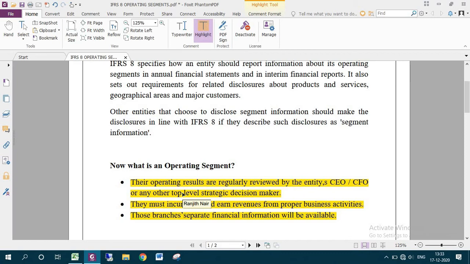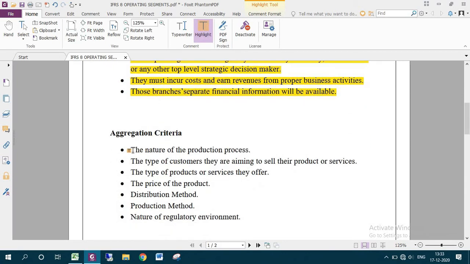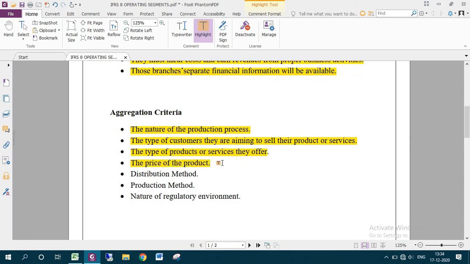So what are the characteristics? The criteria for aggregating similar operating segments are the nature of the production process should be similar. The type of the customers they are aiming to sell their products or services should be similar. The type of products or services they offer should be similar. The price of the product should be similar. The distribution method or the distribution channel, how they distribute their products should be similar. The production method should be similar. And if possible, the nature of regulatory environment should also be similar.